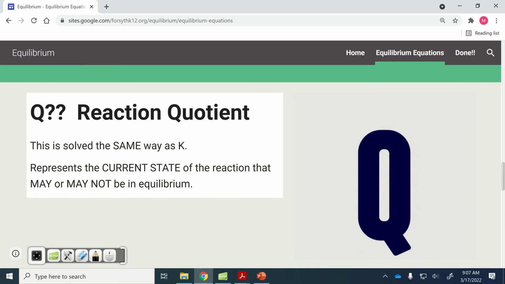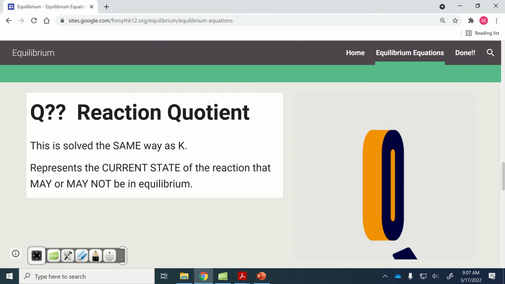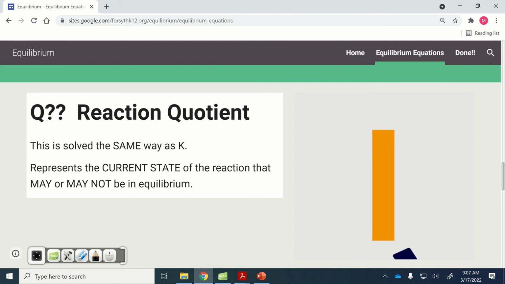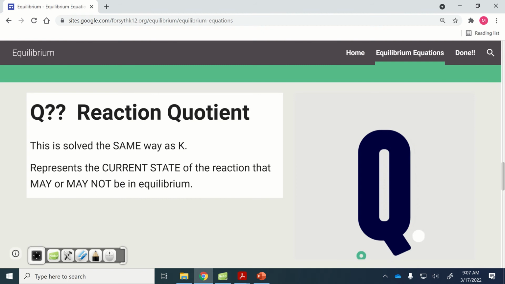There's also another letter, Q. Q is known as the reaction quotient. It is solved the exact same way as K, products over reactants raised to their coefficient. But the reaction quotient considers the current state of the reaction, so it may or may not be in equilibrium.